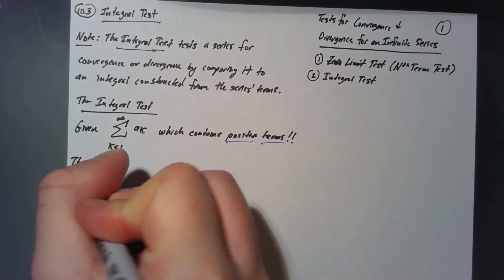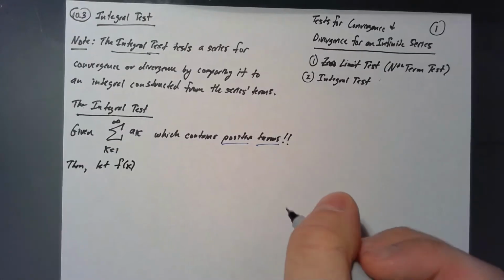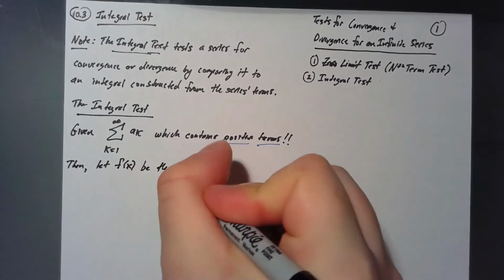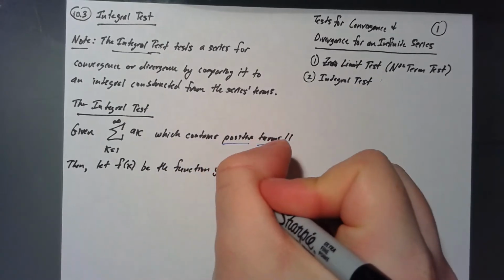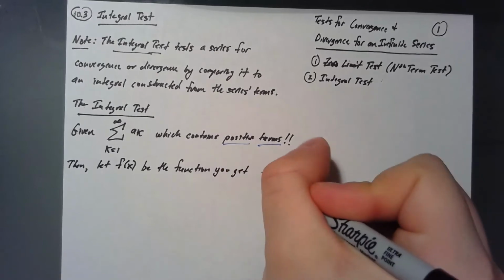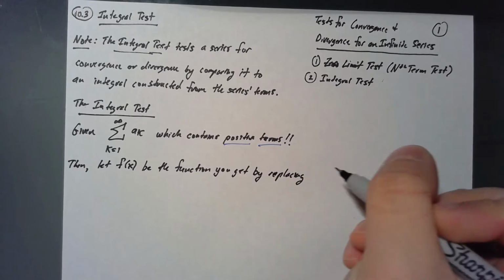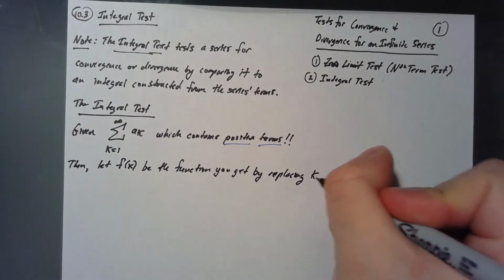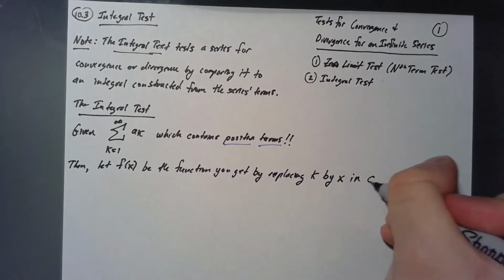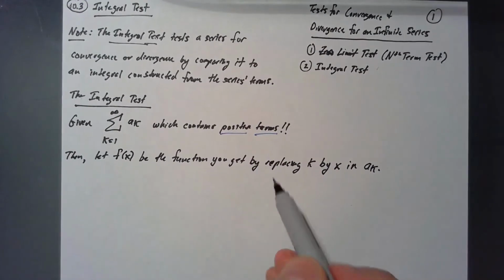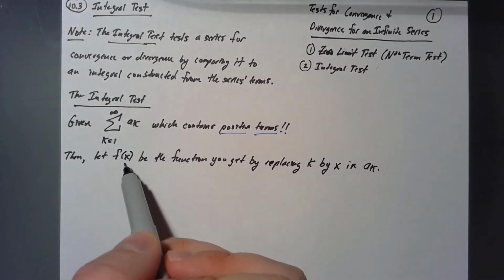Then let f of x be the function you get by replacing k by x in a sub k. So basically all I'm saying here is we replace this a sub k and we just treat it as a function instead.